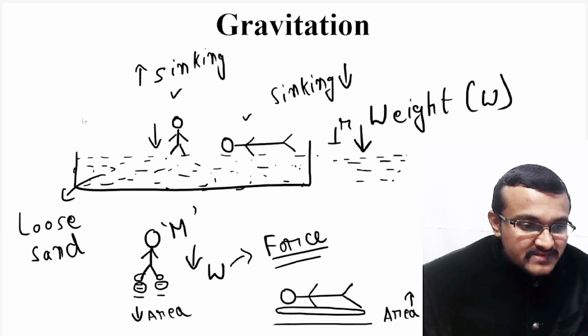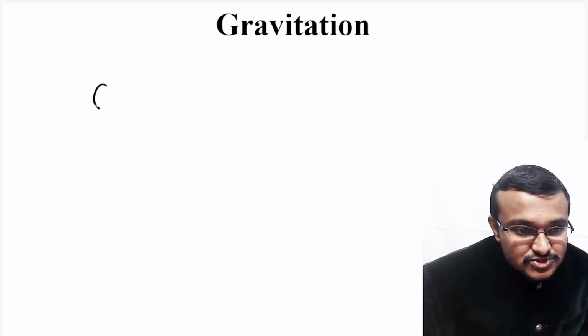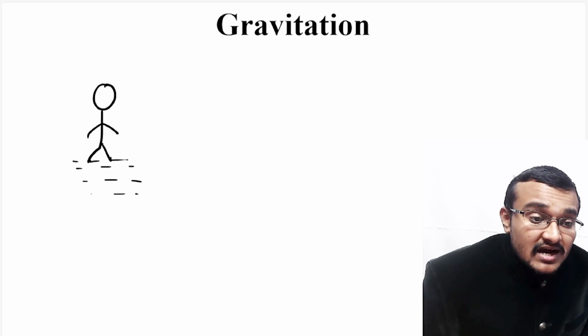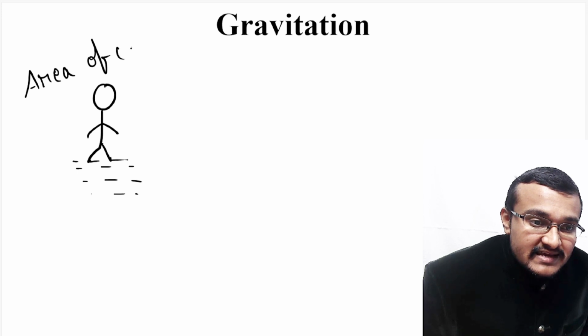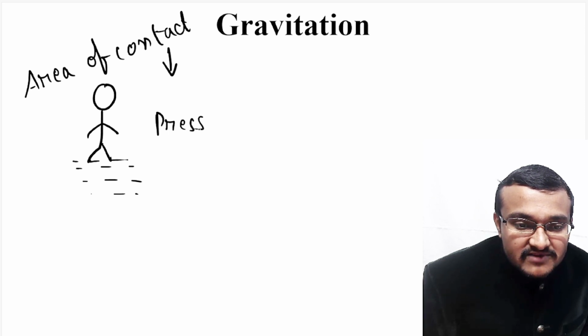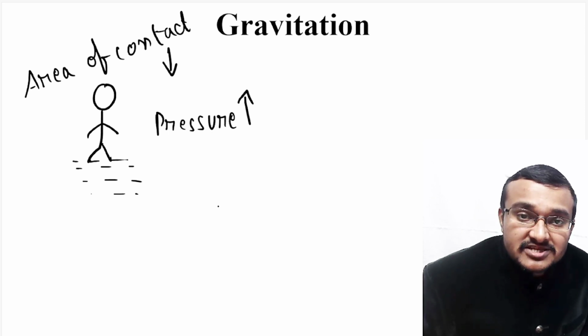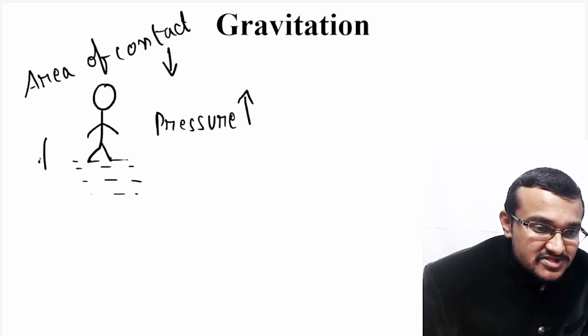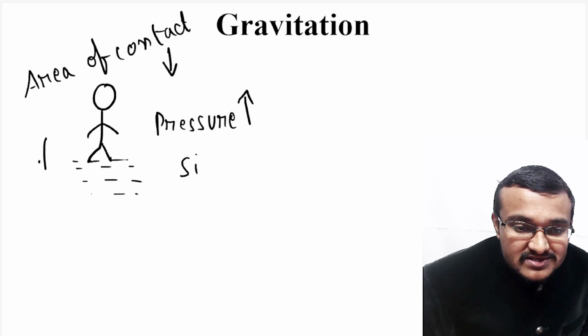So in the first case, when the man is standing like this on the loose sand, the area of contact between person and sand is less. Because area of contact is less, pressure will be more. That's why sinking will be more. Because pressure is more, sinking will be more.